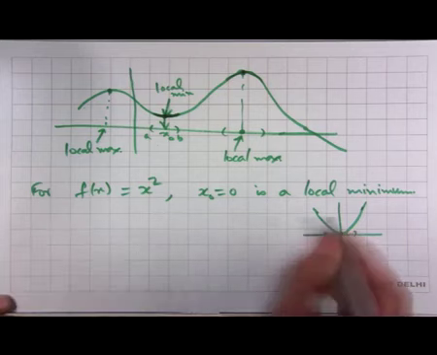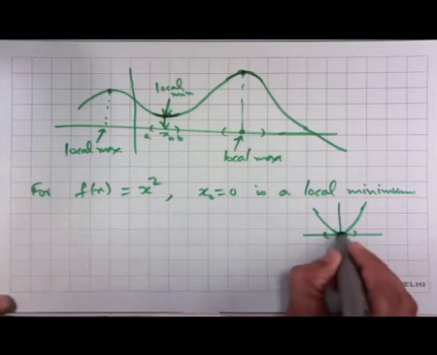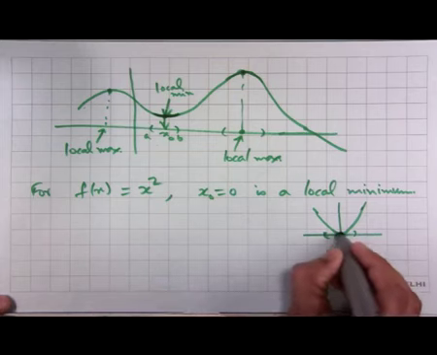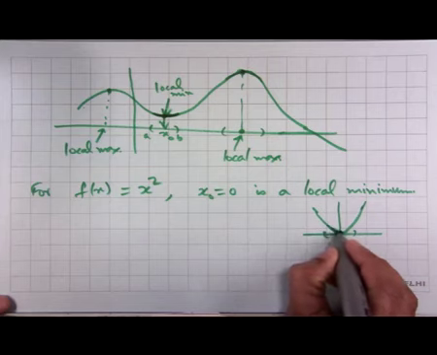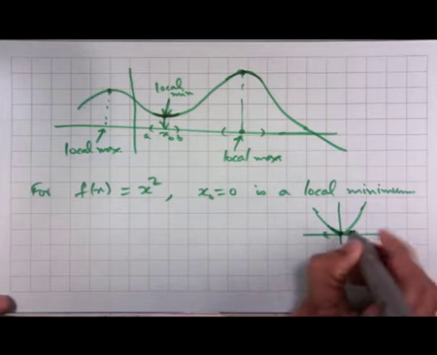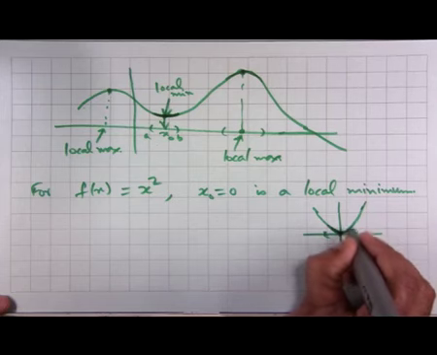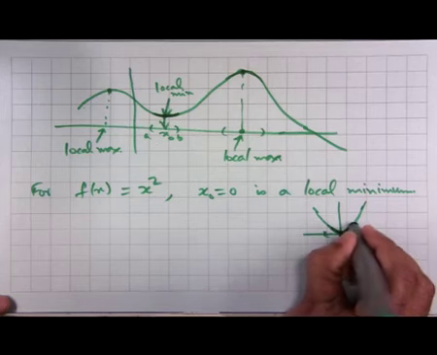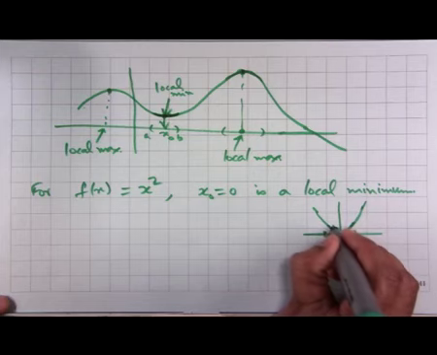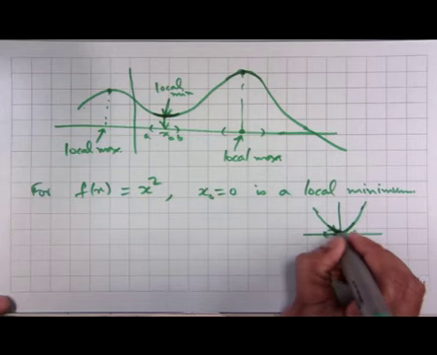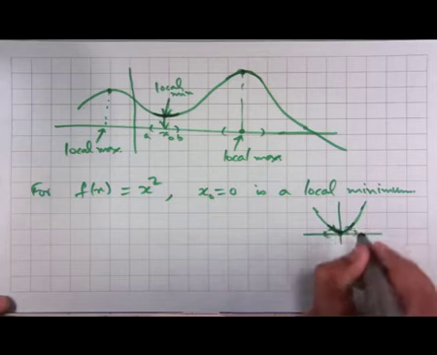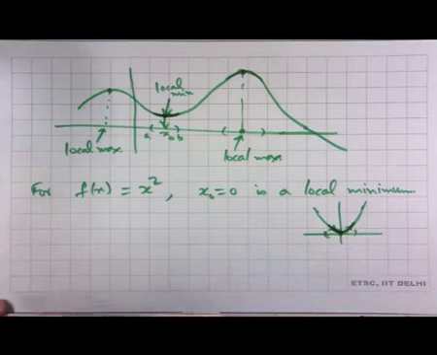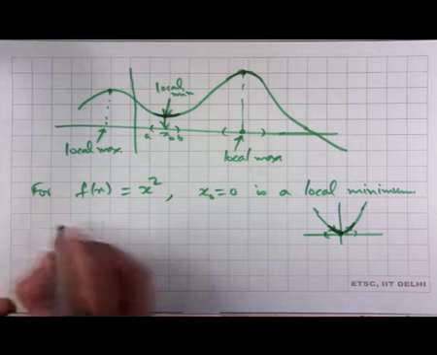Here, if we see local minimum, that means what? The value of the function to the left of this must be greater than this value, and the value of the function to the right must also be greater. That means that the function must be decreasing in the interval to the left of this x naught, and it must be increasing in the interval to the right of this point x naught.